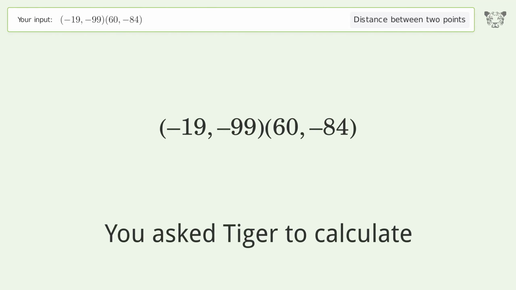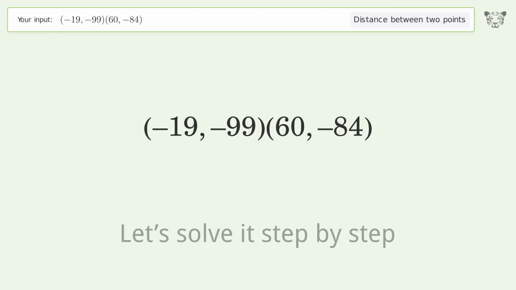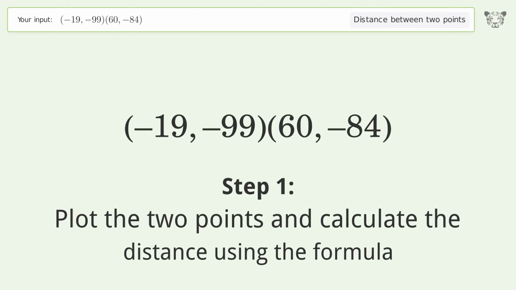You ask Tiger to calculate. This deals with the distance between 2 points. The distance between the 2 points is the square root of 6,466, or 80.411. Let's solve it step by step. Plot the 2 points and calculate the distance using the formula.